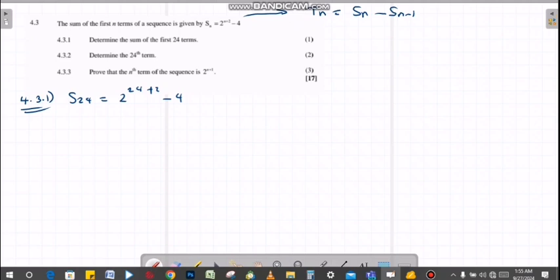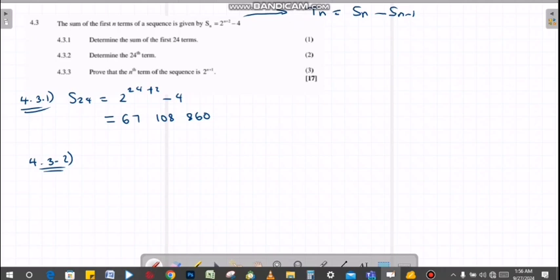Let's check what our answer will be. 2 to the power of 24 plus 2 minus 4. What is this? 67,108,860. That's the sum of the first 24 terms.